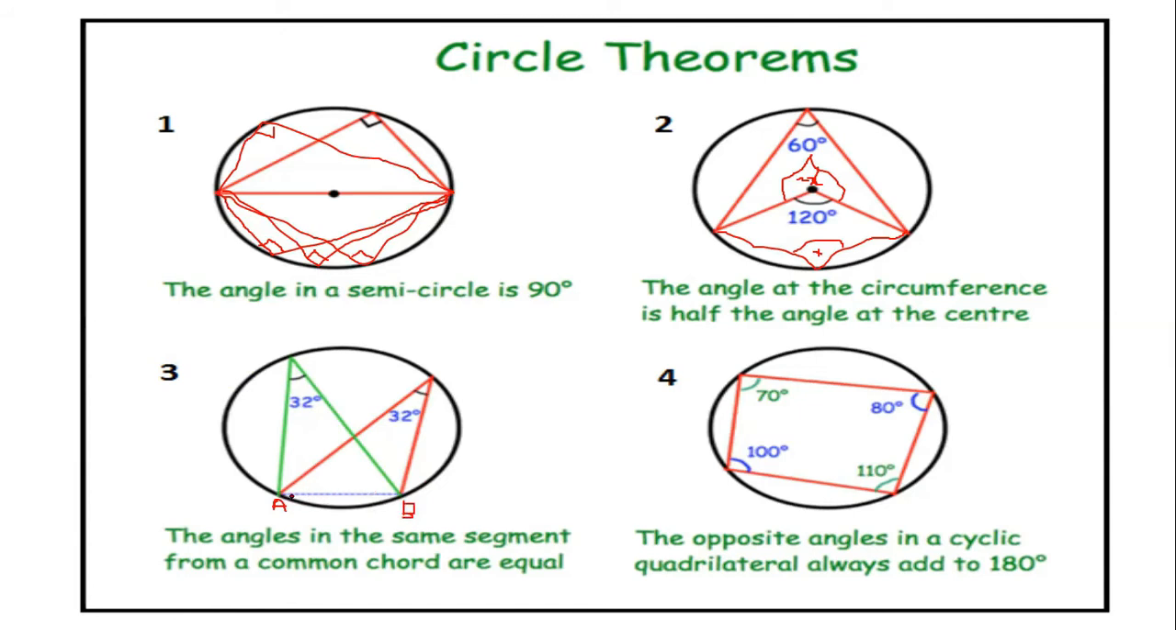This dotted line, it's a chord. So angles that are subtended from the same chord are equal. Now we call these angles in the same segment, all right? Angles in the same segment. Now, which segment are we talking about? All this area here is a segment, and they are subtended from the same chord. So this is how come we're saying this angle and this angle are equal.